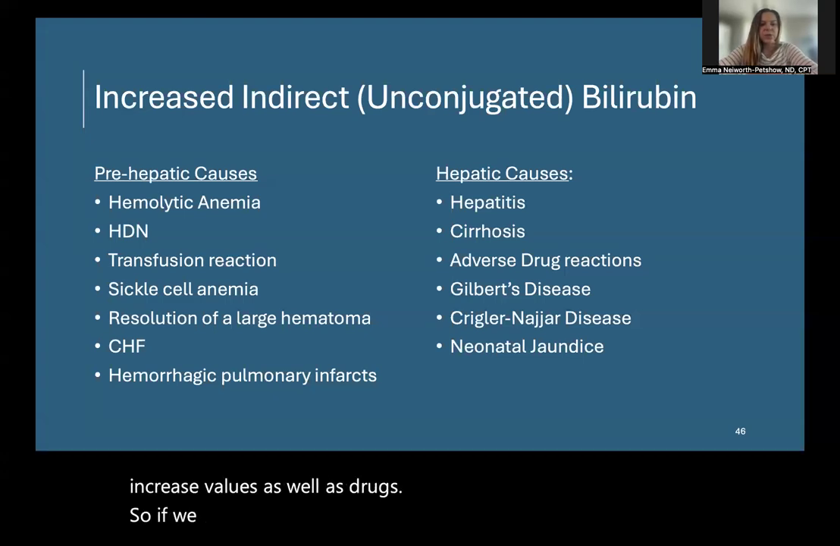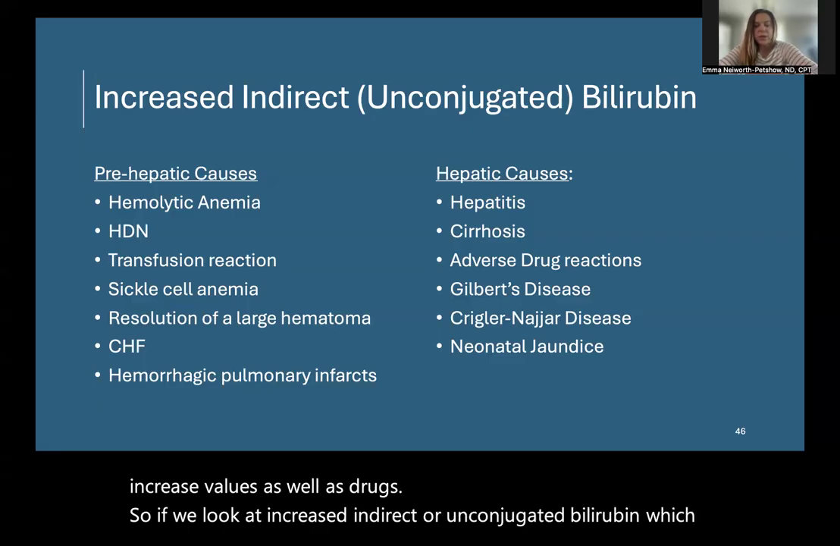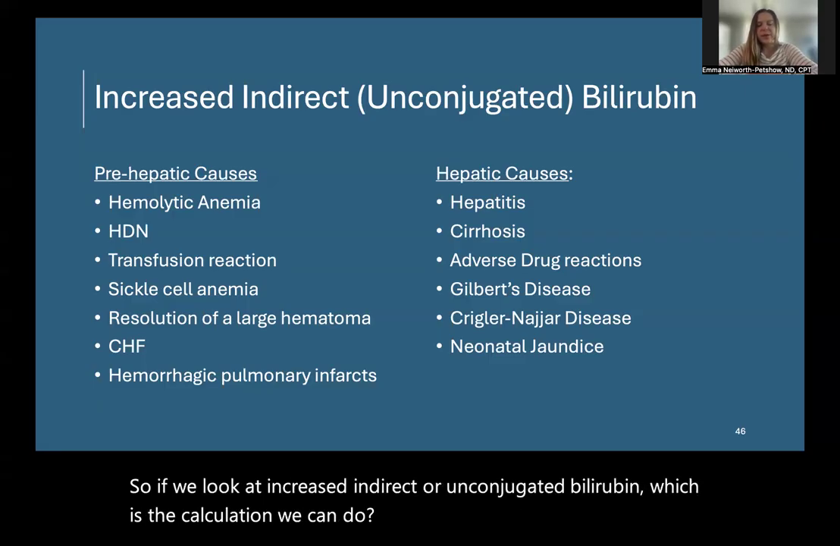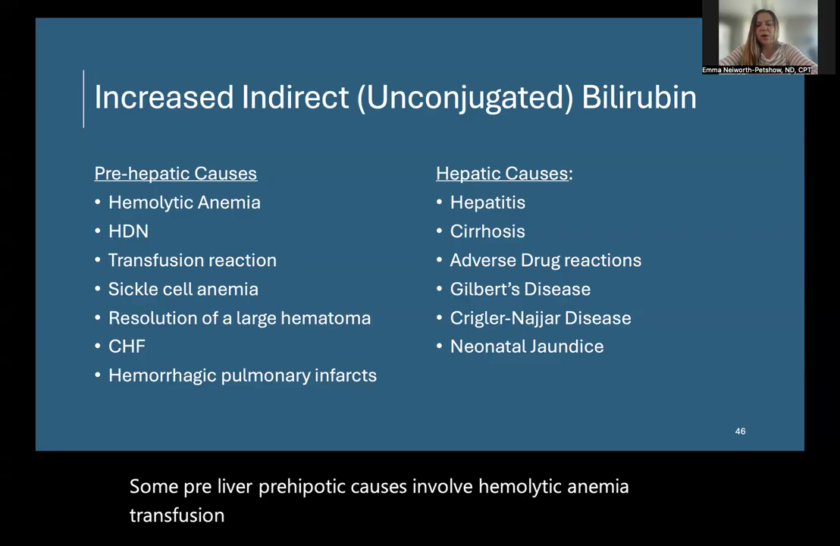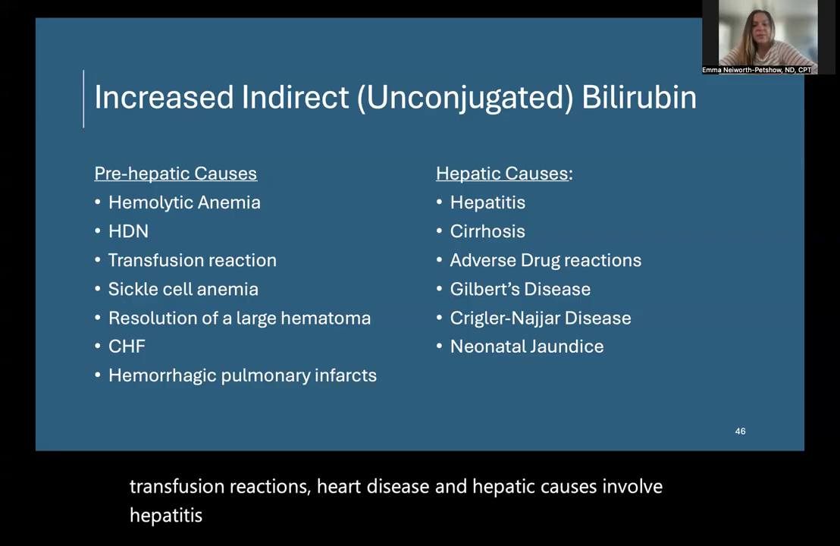So if we look at increased indirect or unconjugated bilirubin, which is a calculation we can do, some pre-hepatic causes involve hemolytic anemia, transfusion reactions, heart disease, and hepatic causes involve hepatitis, cirrhosis, Gilbert's disease, or even neonatal jaundice.